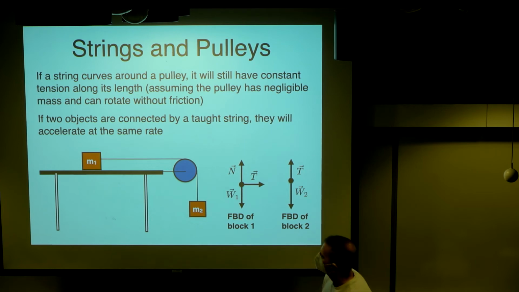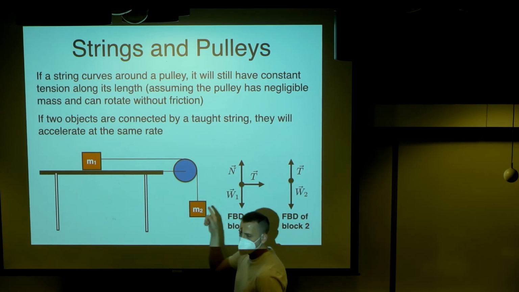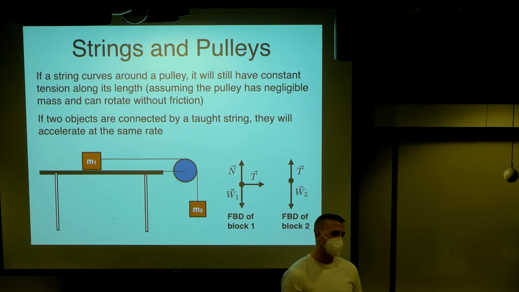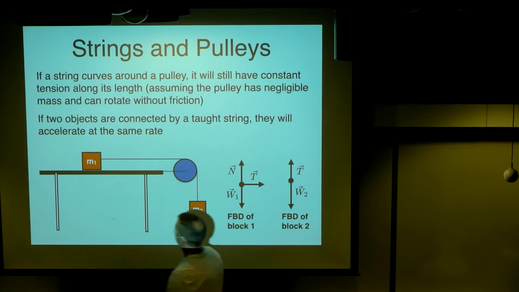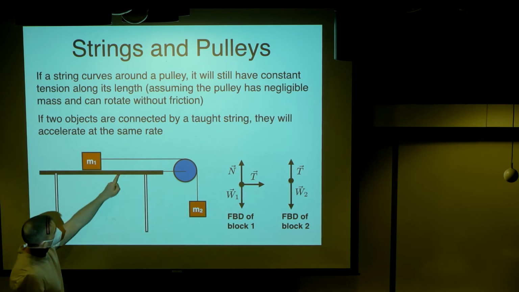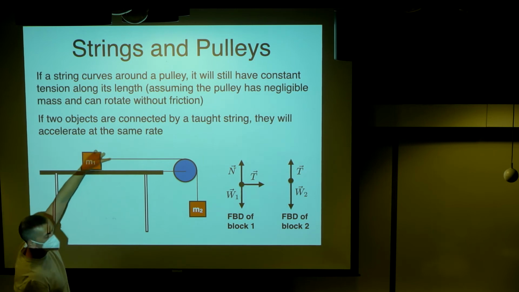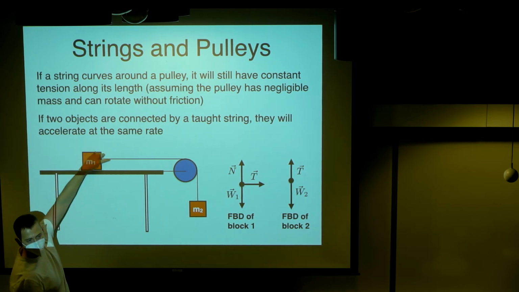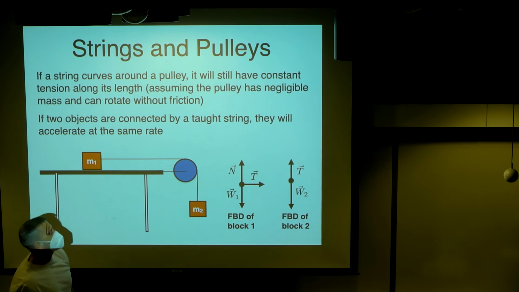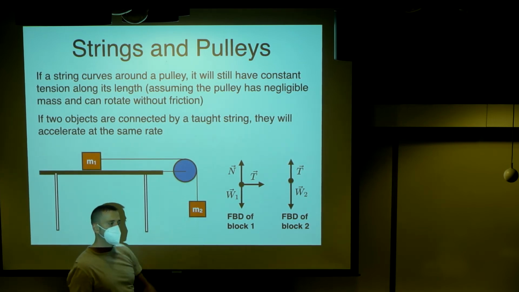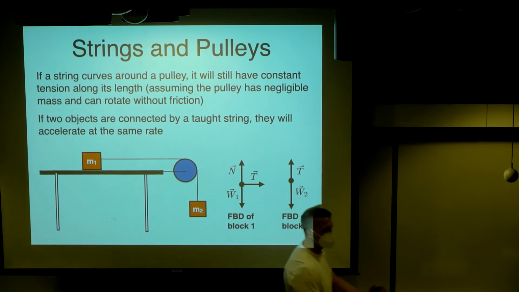Okay? So if we have a pulley, basically what that allows us to do is change the direction of that tension force. For example, over here, the tension force that's acting on box number 1 is going to be horizontal because it's going along the length of the string. But acting on box number 2, it's going to be a vertical force because the pulleys change the direction that the string is oriented at.